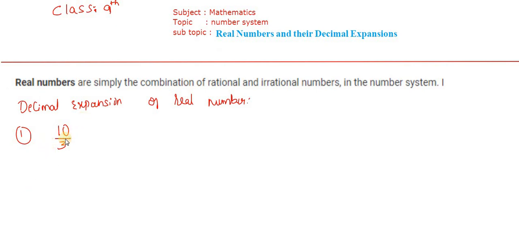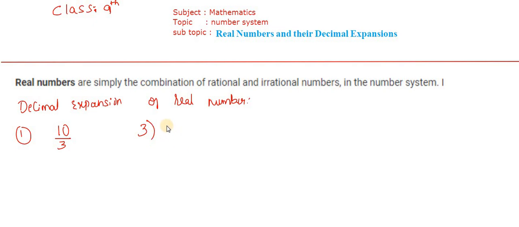So here we have 10 by 3. Is it a real number? Yes, it is a real number. It is of the form p by q, so it is a rational number also. Now we have to do the decimal expansion. We have to write the decimal expansion of 10 by 3. How to write it? It is very simple, you have to divide this.